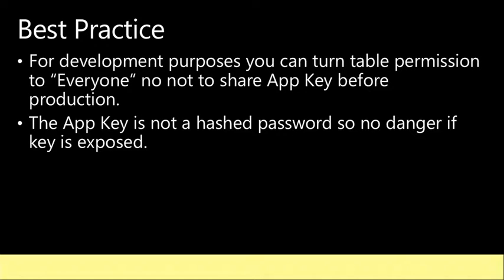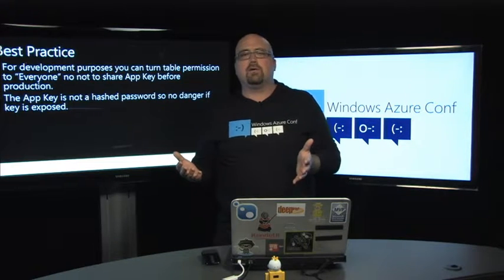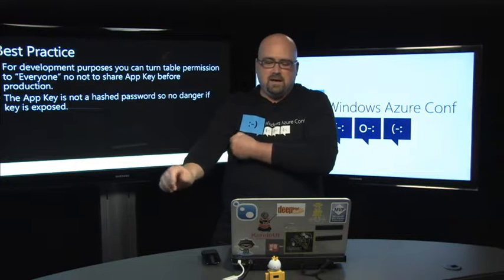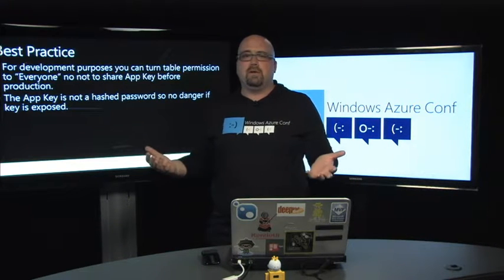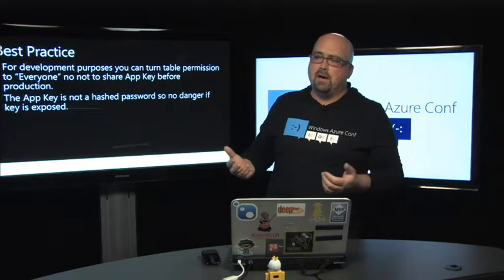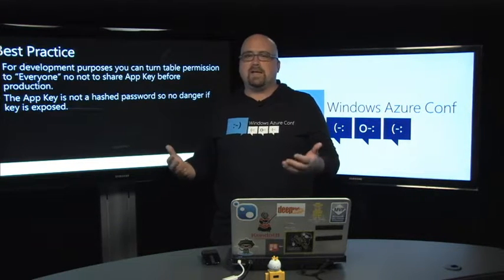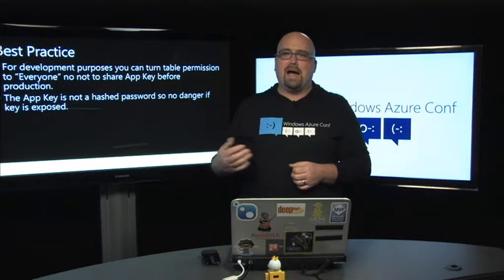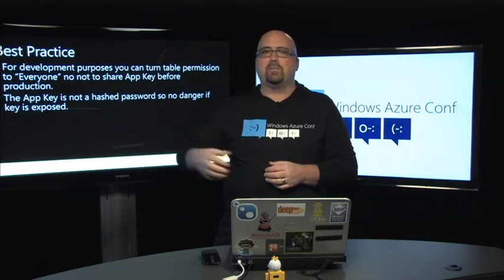The other thing is, you have to remember that the app key is not a hashed password. It really is just a random set of characters that get created at the creation of your mobile service. To be honest, I don't even worry about whether it's a secret. If someone really wanted to find out what it is, they could probably figure it out by using your application, or by some way of using an application that goes back and uses your mobile service.